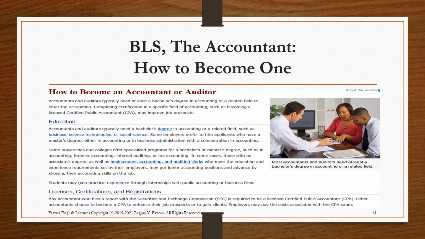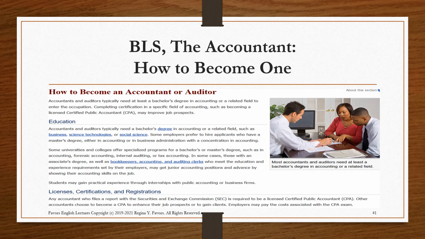internal auditing, tax accounting. In some cases, those with an associate's degree, as well as bookkeepers, accounting, and auditing clerks who meet the education and experience requirements set by their employers, may get junior accounting positions and advance by showing their accounting skills on the job. Now, again, you can advance even with the 2-year associate's degree as well as the bachelor's degree. But if you're going to be labeled as a true accountant, where you sign off on the financial statements, you're going to have to get the licensing.